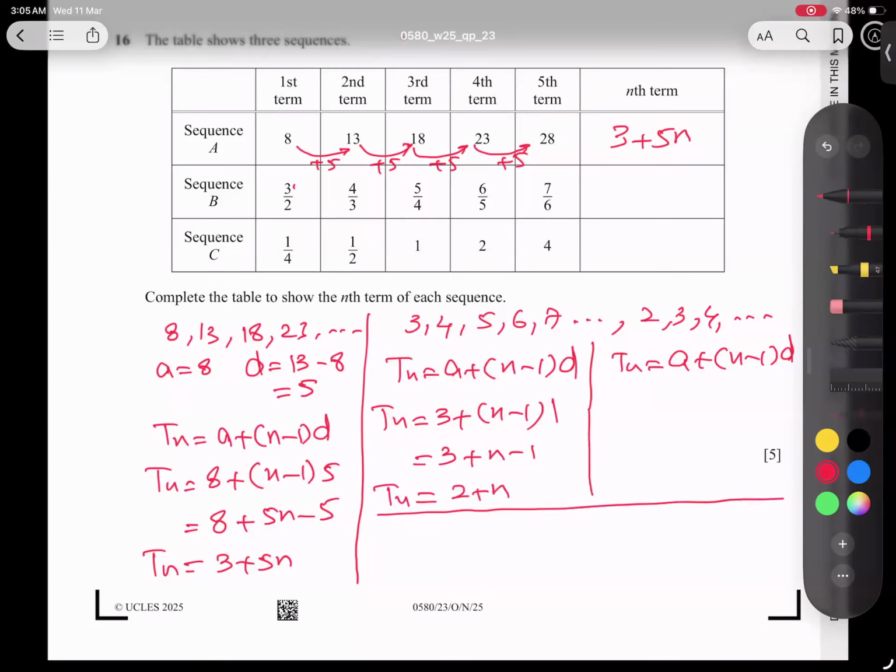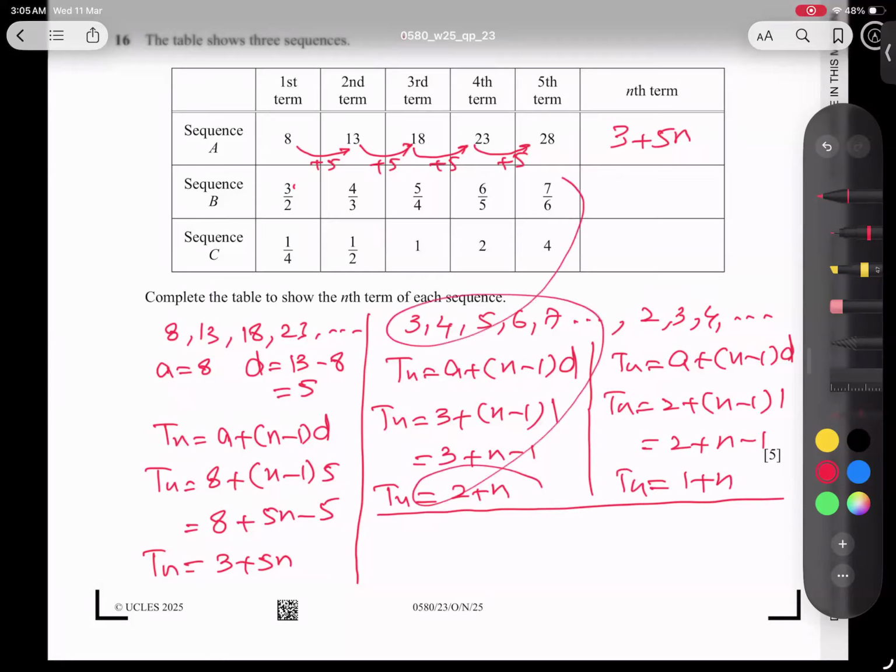And what about the other one? Almost the same story. The first term this time is 2, and the common difference is again 1: 3 minus 2 or 4 minus 3 is 1. Completing it, I get 1 plus n. So this I got from the numerators, and this from the denominators. I combine them, this up and this down, and I get 2 plus n over 1 plus n. I hope the concept is clear.